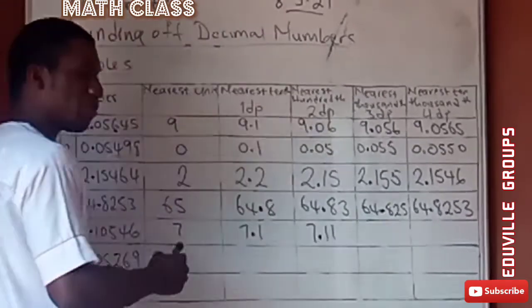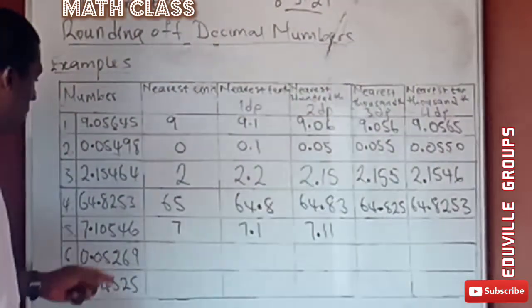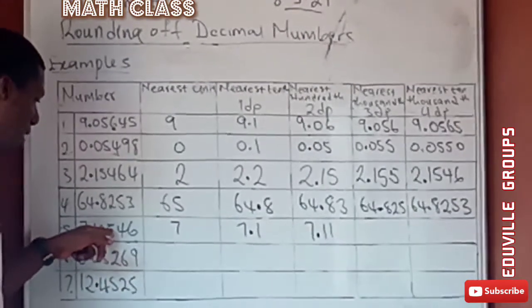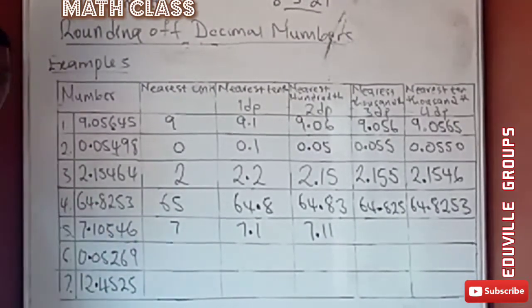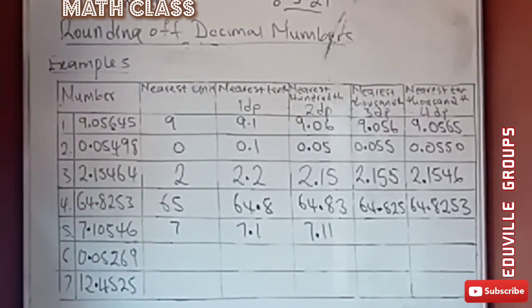7.11. I don't know who said 5. 7.11. They're going to check whether this one is up to 5. Now it's up to 5. We add 1 to 0. Is it clear?